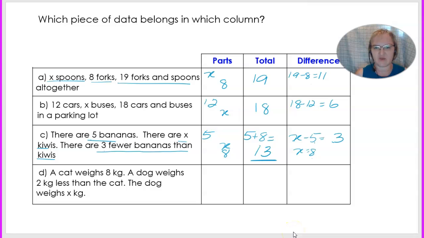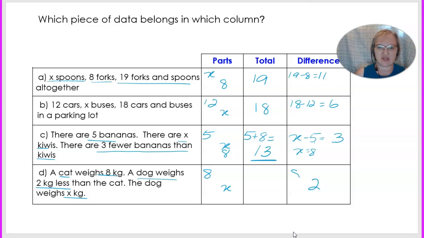Looking at D, a cat weighs 8 kilograms. 8 kilograms for the cat. A dog weighs 2 kilograms less than the cat, and the dog weighs X kilograms. So here again, the cat is 8 kilograms, the dog is 2 kilograms less, so that's our difference, and the dog weighs X kilograms. So we don't know how much the dog weighs, but we can figure that out because we have the other two numbers, right?